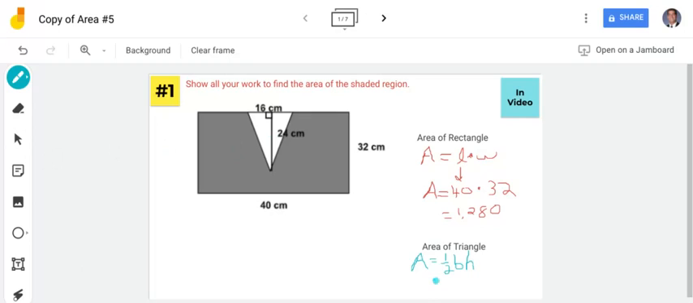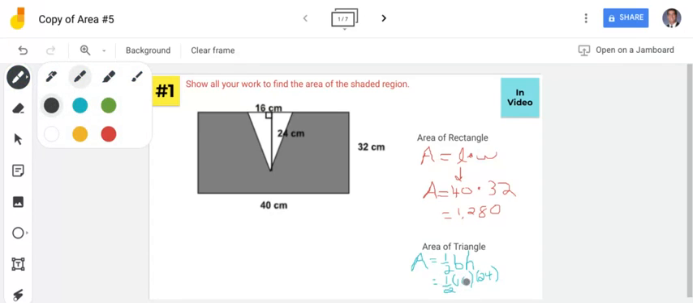So I have area equals 1/2 times my base, 16. Notice how I'm plugging this in parentheses because I'm multiplying. And for h, I'm going to plug in 24. Now I know that 1/2 of 16 is 8. So what is 8 times 24? In my calculator, that gives me 192. So the area of this triangle is equal to 192.